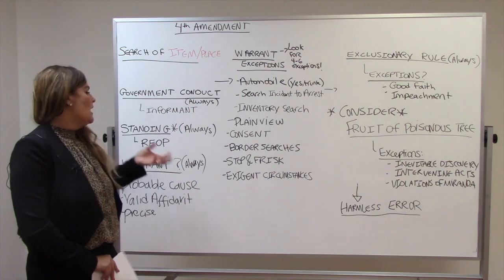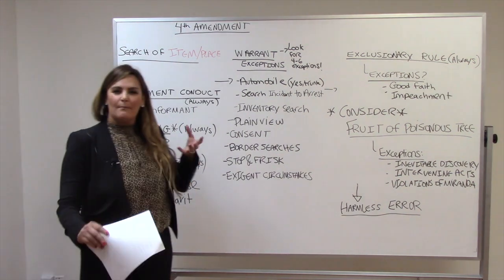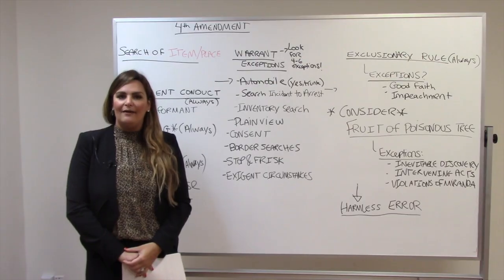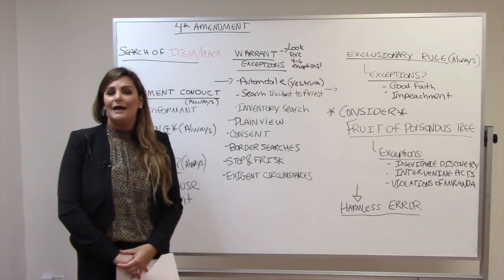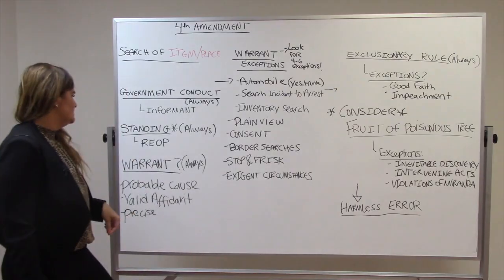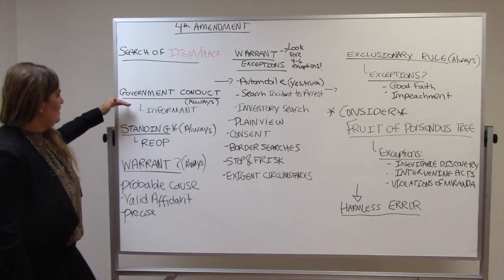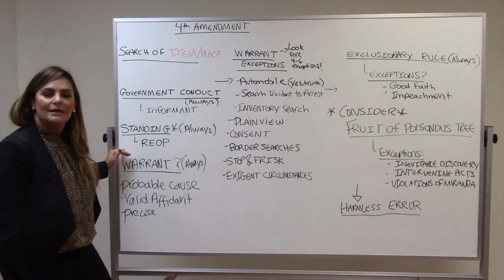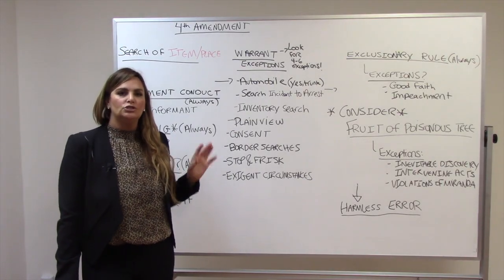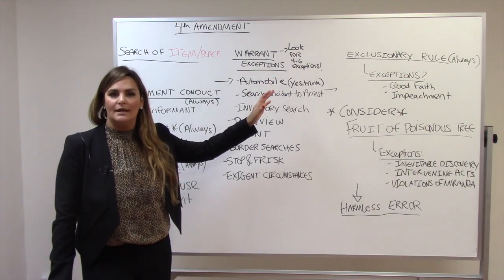It could be a major issue, especially if it's a murky one. Maybe it's not very clear as to whether one would have that expectation of privacy. Maybe it's a passenger in a car. Really give some meat on the bones here in your analysis. Okay, so always government conduct and always standing. Now, where do we go from here? A lot of applicants will just jump right into the warrant exceptions.